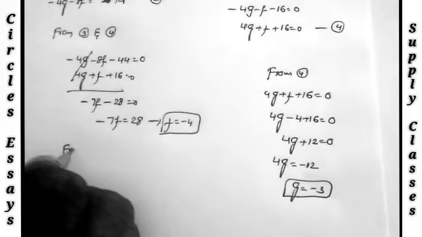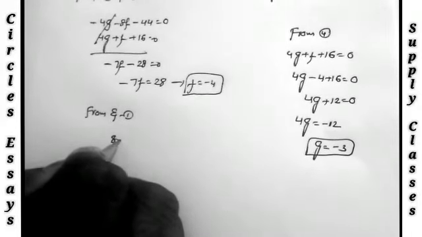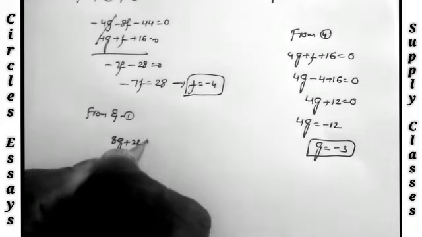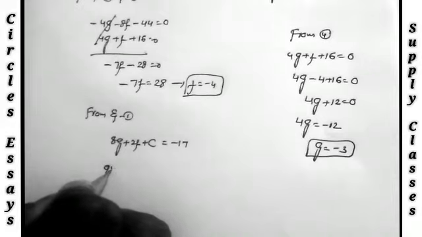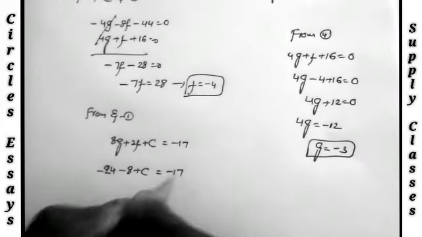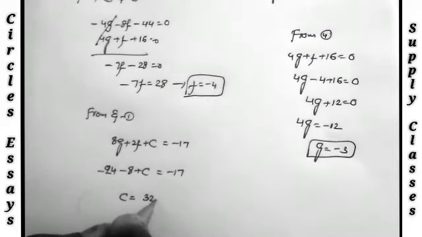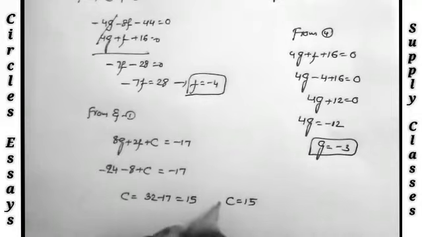Now taking the first equation and substituting these two values. What is the first equation? 8g plus 2f plus c is equal to minus 17. Okay. Now substituting the values: 8 into minus 3 is minus 24, 2 into minus 4 is minus 8, plus c is equal to minus 17. That is, c is equal to 32 minus 17, which is equal to 15. So the value of c is equal to 15.